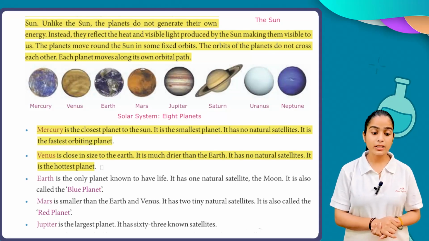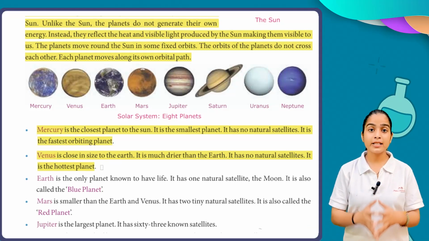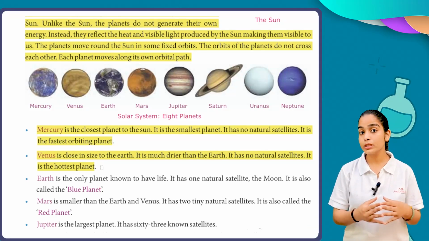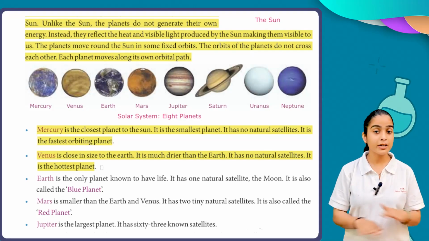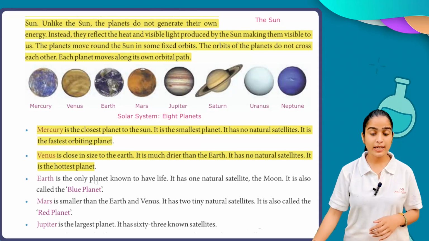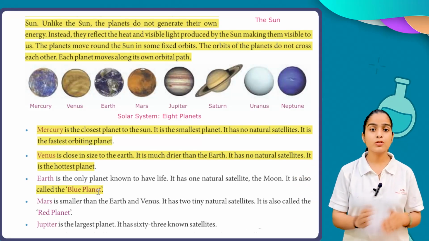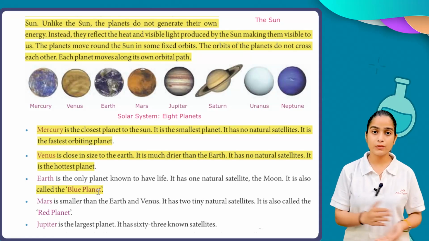Next we have Earth, the only planet known to have life. Among the 8 planets, life exists only on the Earth, and the other planets do not have life. It has one natural satellite, the moon. It is also called the blue planet because, seen from space, the color of the Earth is blue, because 3/4 of the Earth is covered with water.